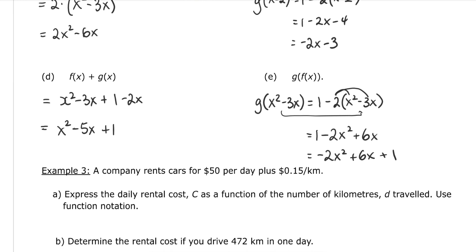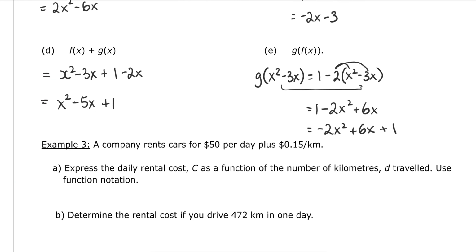Okay, example 3. A company rents cars for $50 per day plus 15 cents per kilometer. Express the daily rental cost C as a function of the number of kilometers D traveled. Use function notation. So the old way of doing it would be to say, okay, my cost would equal, well, $50 per day plus 15 cents per kilometer. So D is going to be the number of kilometers used. So that's my variable. And so my unit rate is 15 cents per kilometer. So 0.15 times D plus a flat rate of $50.